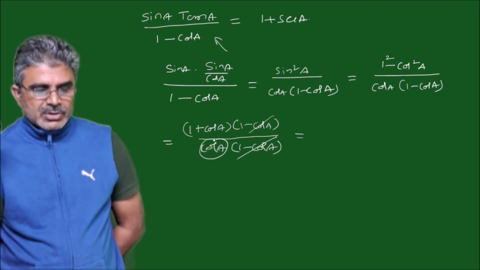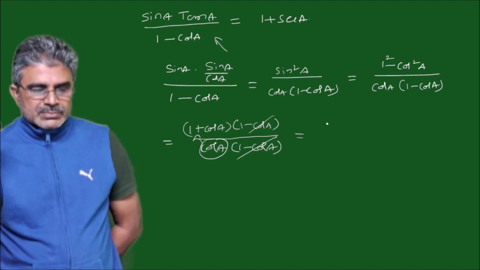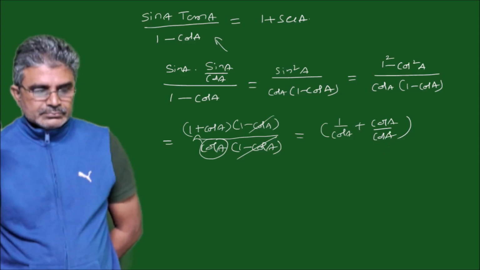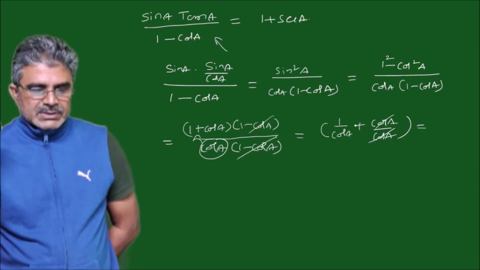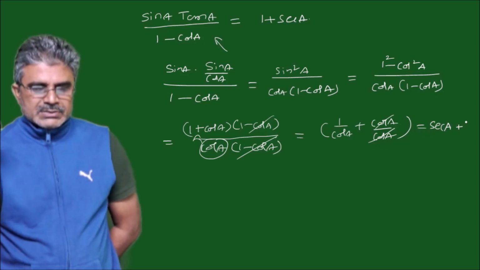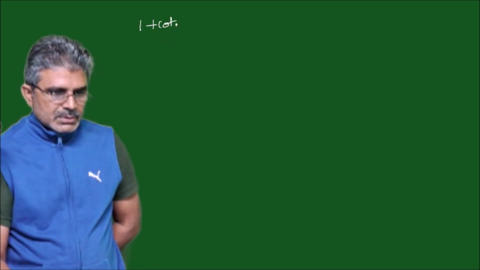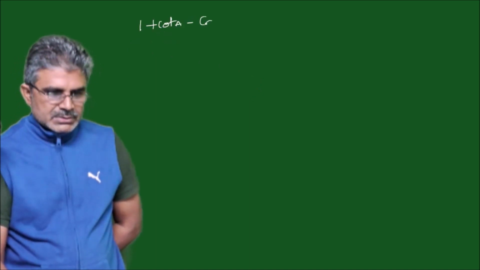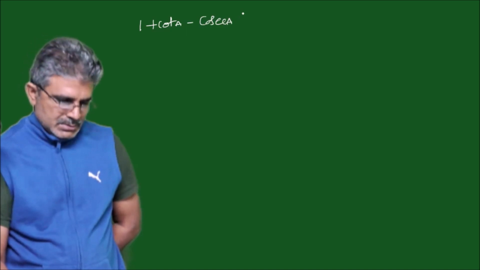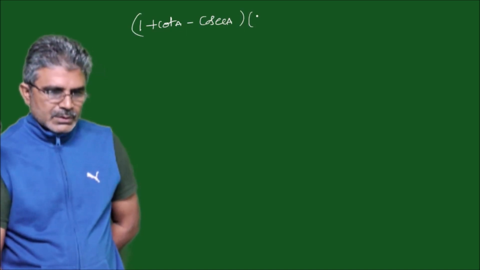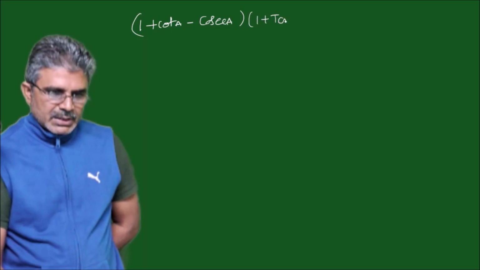I want to split this into two terms. So you will have 1 by cos A plus cos A by cos A. Cos A gets cancelled. 1 by cos A I can write as secant A and this is 1 here. So hence the RHS.